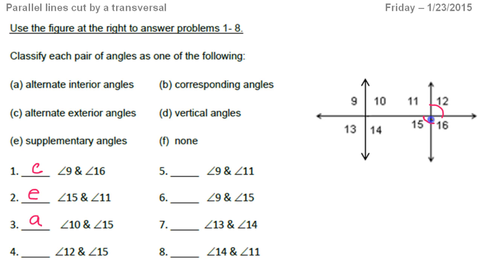12 and 15. Angles like this that are right across from each other, formed by intersecting lines, these are called vertical angles. Vertical angles. So that's D.